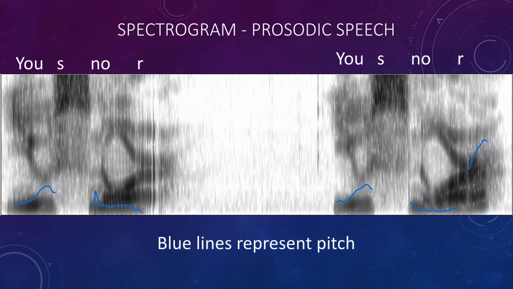Here's a spectrogram of the phrase, "You snore," spoken twice. One is a statement, and one is a question. The blue line represents pitch. Which soundbite is the statement, and which is the question?